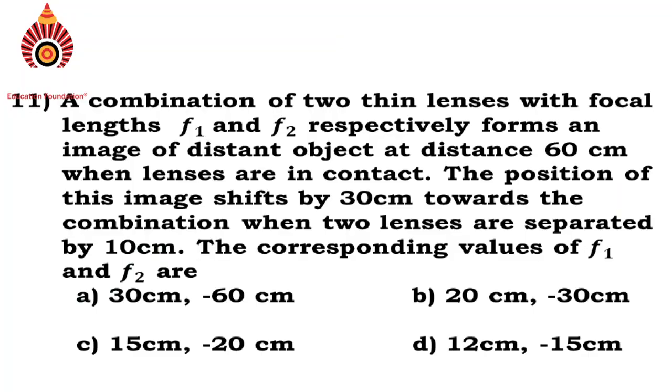Okay, question number 11. A combination of two thin lenses with focal lengths f1 and f2 respectively forms an image of a distant object at a distance 60 cm when the lenses are in contact. The position of this image shifts by 30 cm towards the combination when the two lenses are separated by 10 cm. The corresponding values of f1 and f2 are.